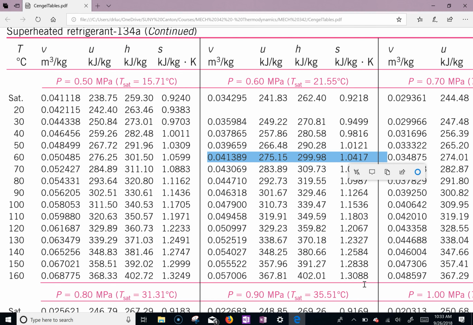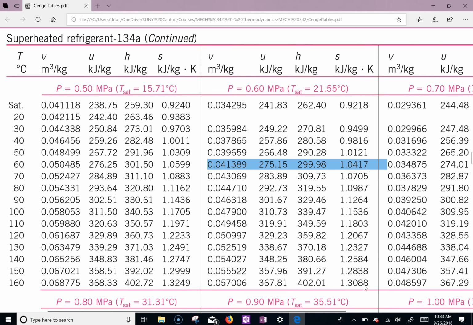Now, anytime you're over in a superheated region or the gas, you could use the tables. For next class, we'll talk about equations. Okay? So it's up to you what you want to do for that. So, does everyone know how to do that? That's the superheat. This is the superheated refrigerant, 134A. I believe for water, it might be table A7 or 8 or something like that.